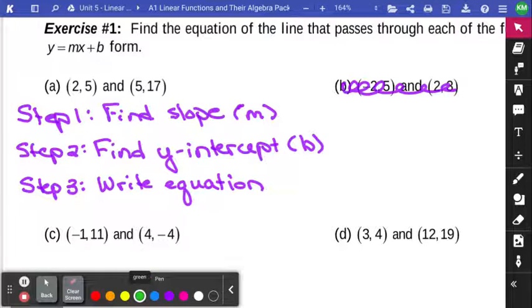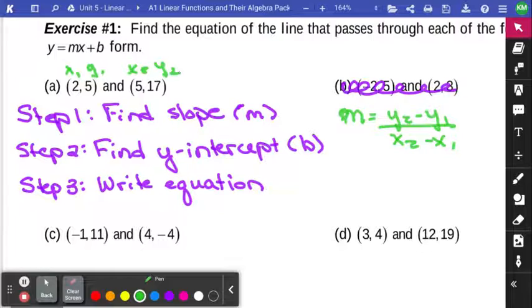So for step 1, to find the slope, our formula is m equals y2 minus y1 over x2 minus x1. And remember, we have x1, y1, and x2, y2. So this is 17 minus 5 over 5 minus 2. So that would be 12 over 3, which gives us a 4.